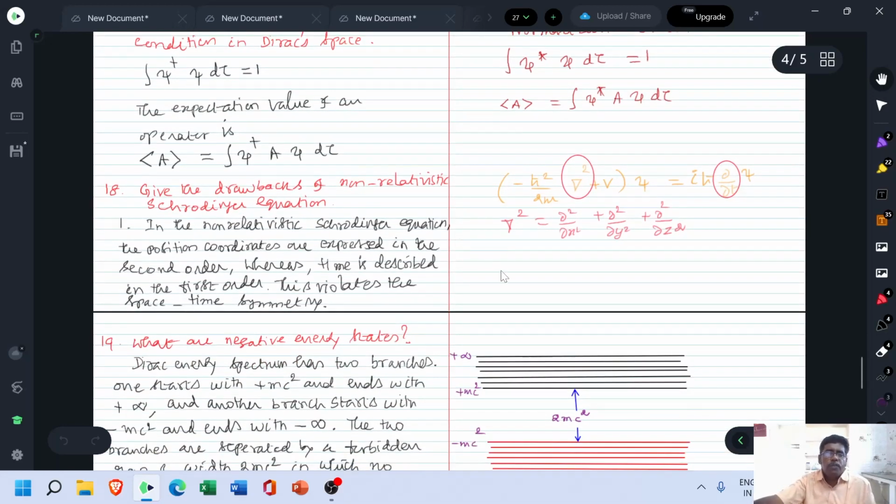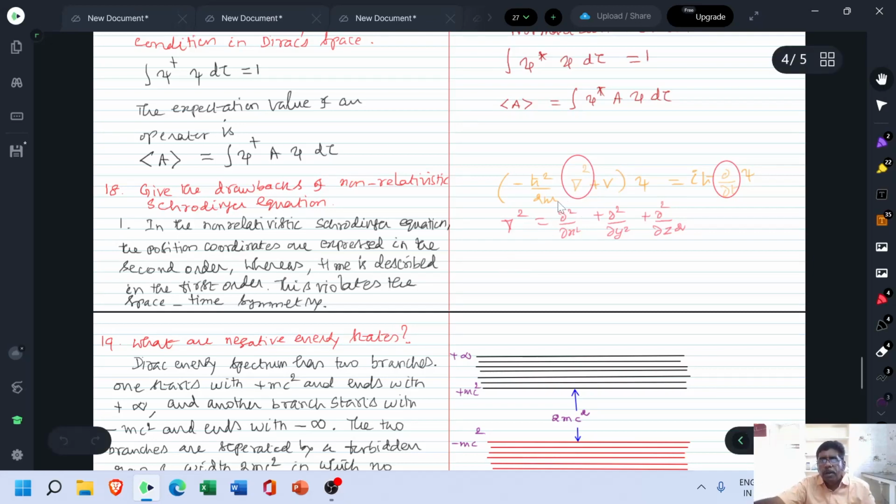Give the drawbacks of the non-relativistic Schrodinger equation. The KG equation is called the relativistic Schrodinger equation. The ordinary Schrodinger equation is called the non-relativistic Schrodinger equation. In the non-relativistic Schrodinger equation, the position coordinates are expressed in second order, whereas time is described in first order. This violates the space-time symmetry requirement of the special theory of relativity.